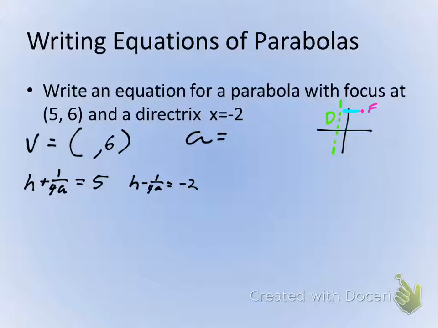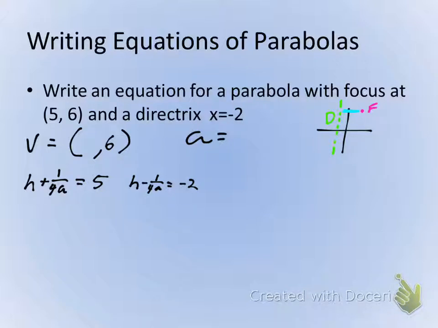Where'd you get the second one? From your directrix part. The first one is the focus. Since the focus is 5, and it's a horizontal parabola, it's h plus 1 over 4a, because to get there you add that 1/4a part to the vertex. To get to the directrix, you subtract it off. You're moving along this imaginary line between the directrix and the focus. Make sense? Then you put them equal to h.